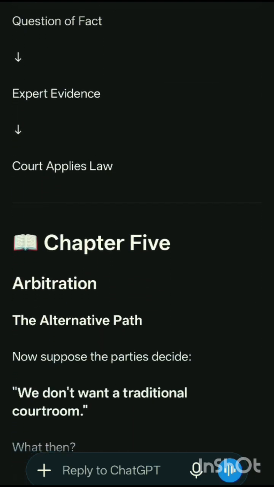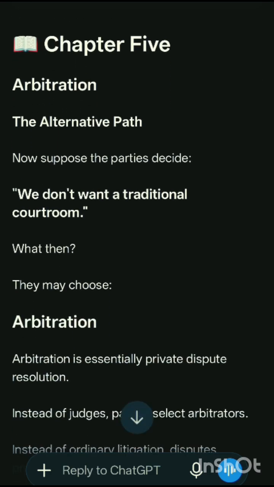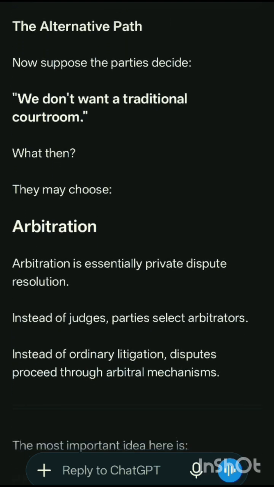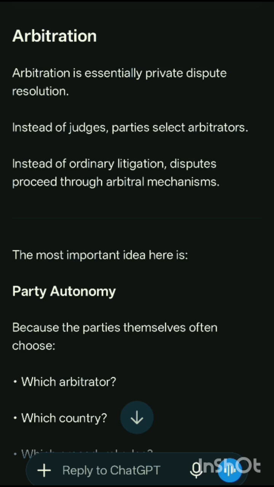Chapter 5, Arbitration, the Alternative Path. Now suppose the parties decide, we don't want a traditional courtroom. What then? They may choose arbitration. Arbitration is essentially private dispute resolution. Instead of judges, parties select arbitrators. Instead of ordinary litigation, disputes proceed through arbitral mechanisms.